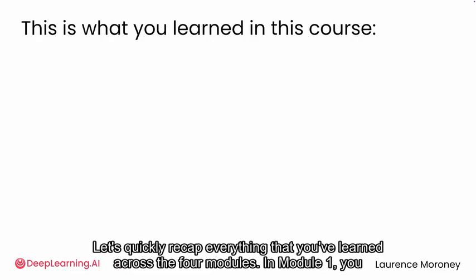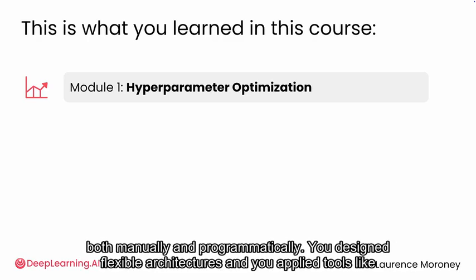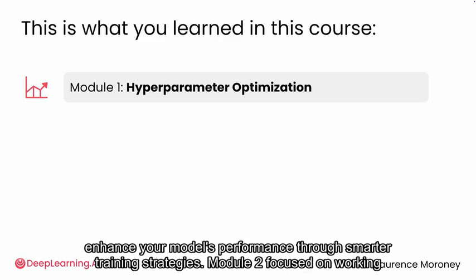Let's quickly recap everything that you've learned across the 4 modules. In Module 1, you explored hyperparameter optimization. You learned to use learning rate schedulers, tune hyperparameters both manually and programmatically. You designed flexible architectures, and you applied tools like Optuna to automate the search for optimal model configurations. This helped you understand how to enhance your model's performance through smarter training strategies.